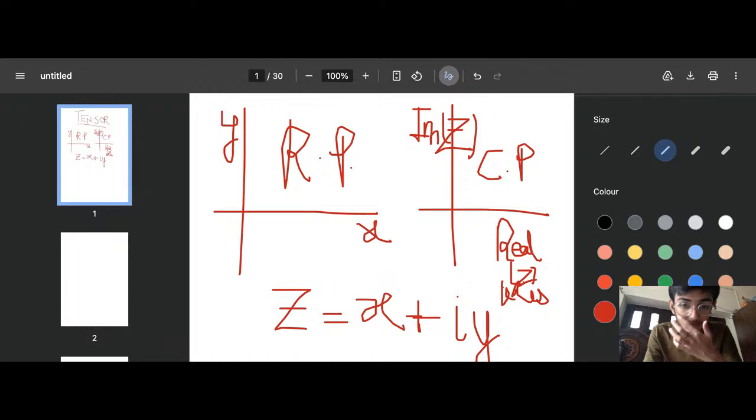How can we transform it? We'll discuss it. First of all, we have considered two planes, the real plane and the complex plane. So let's discuss it in more detail.